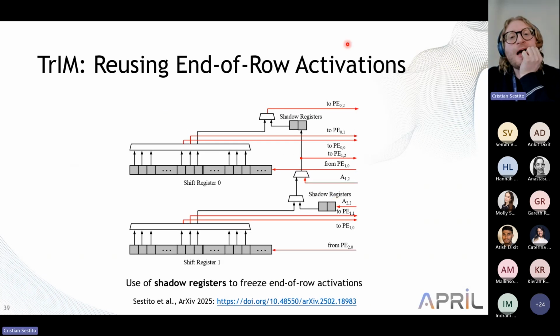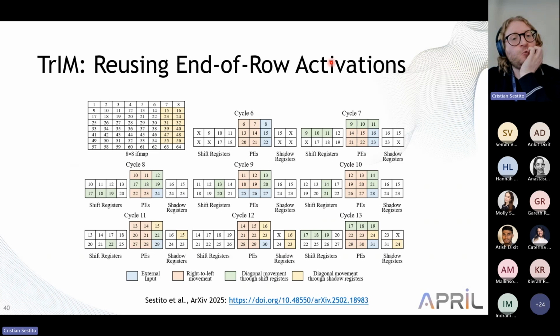Now, how does this shadow register allow us to do so? Here we have an example of an 8x8 input feature map, and I have highlighted in yellow the area of activation that needs to be read more than one time. So, the area that unfortunately cannot be managed by the conventional TRIM data flow. What happens is that we exploit the shadow registers, highlighted by these boxes, to store the activation that's there at the border.